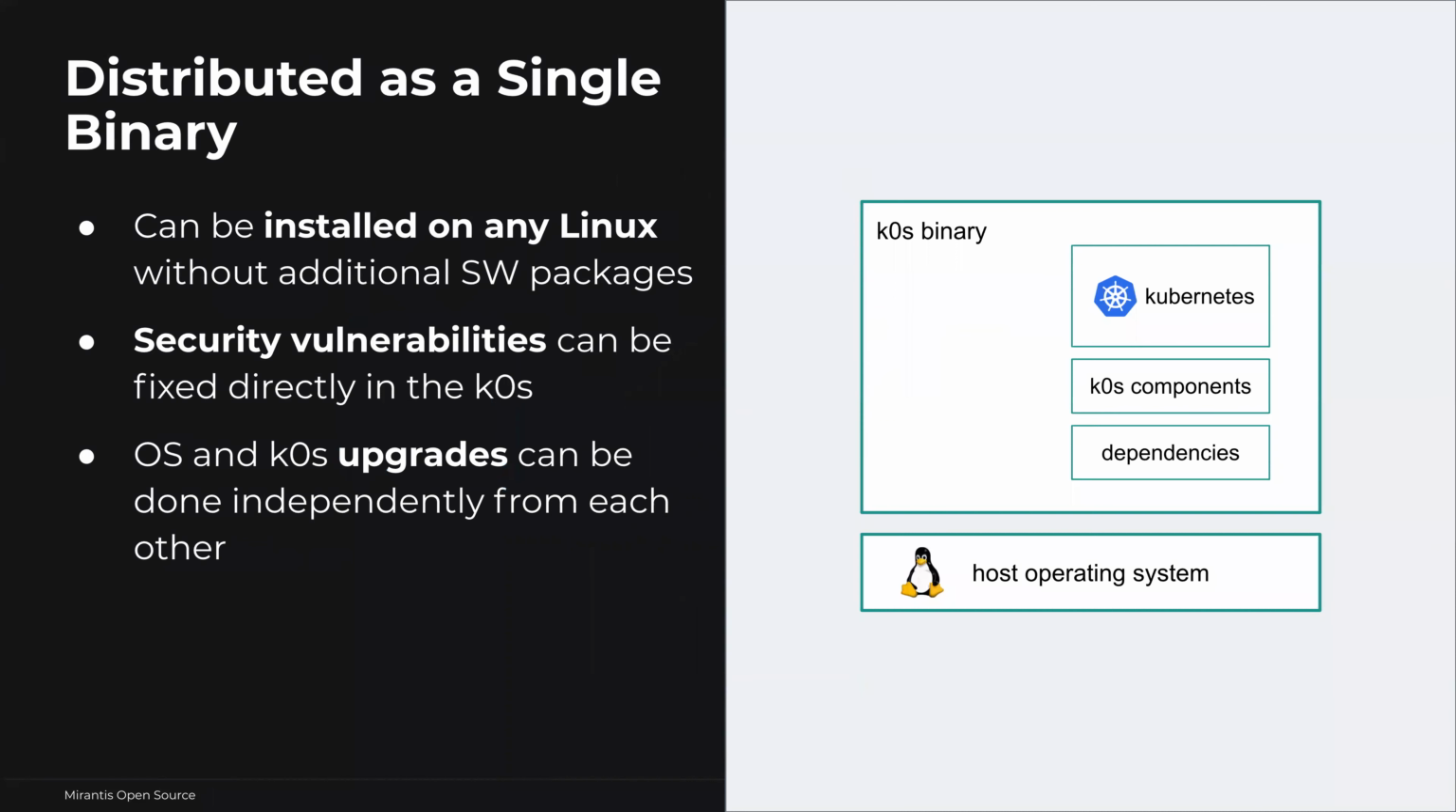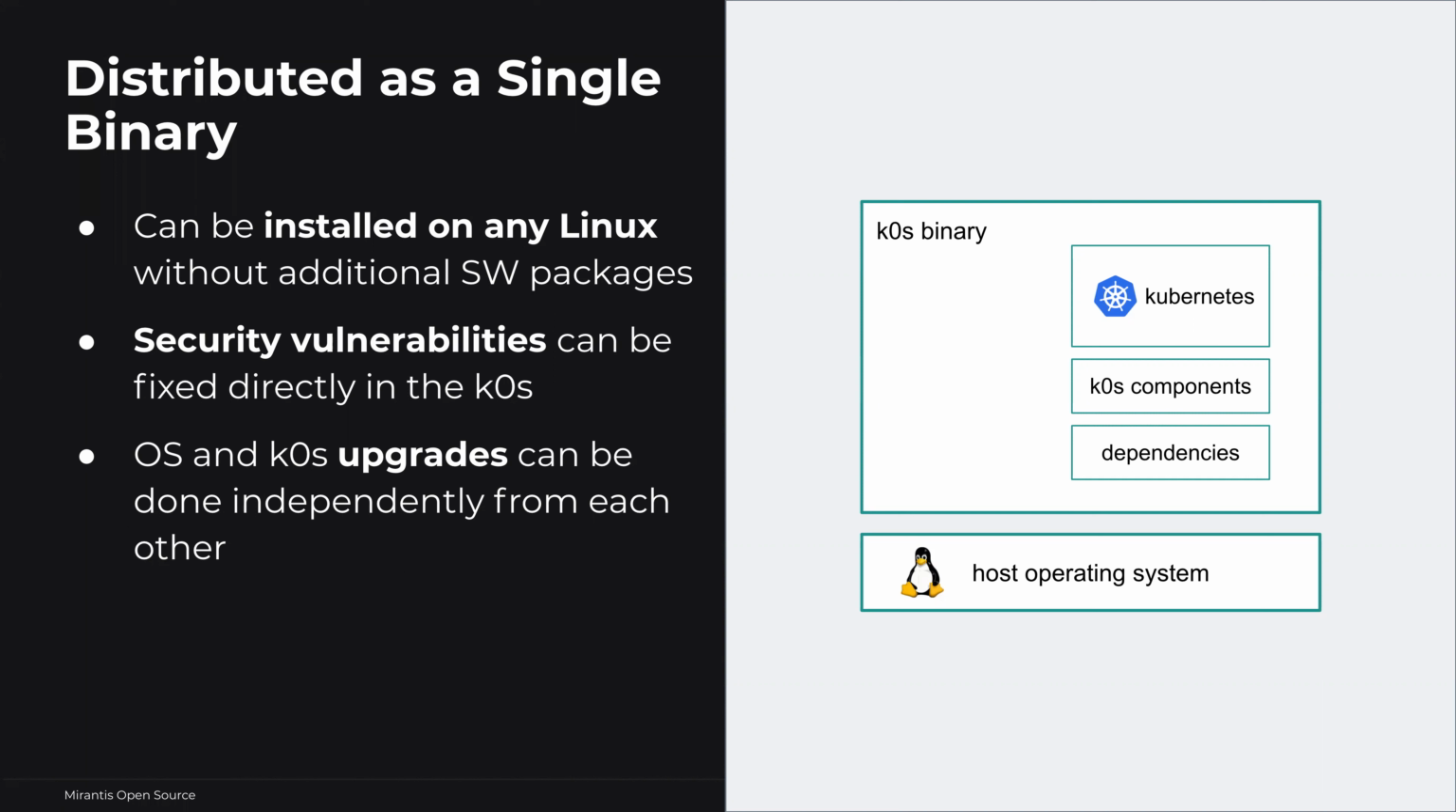So basically K0s is a single binary distribution. You can really easily set it up on basically any Linux box, and you don't have to worry about what other packages you need and pulling in like 100 different other packages. Which also means we can patch every single component from the stack within K0s itself, and we don't have to wait for some upstream repo to have an updated package available. We can patch anything and everything within K0s itself.